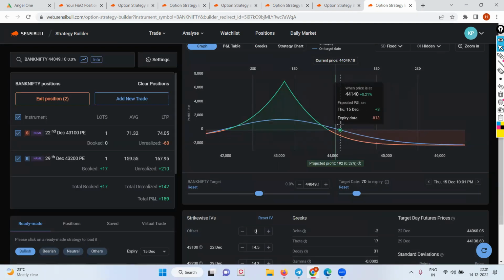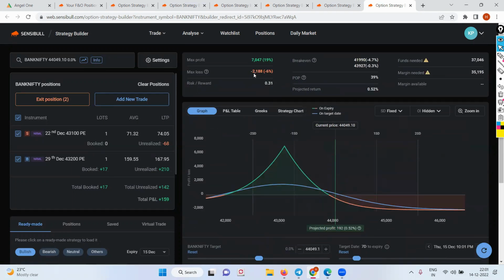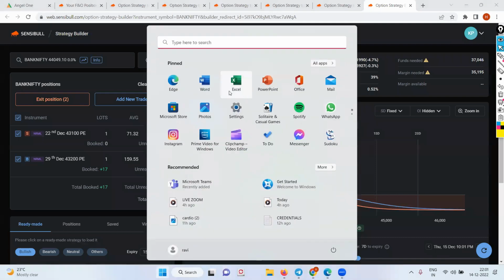So basically, I'll not do any adjustments. If I want to do the adjustments, what I'll do, what is my loss, maximum loss? Okay, 2000, right? It is a calculator.